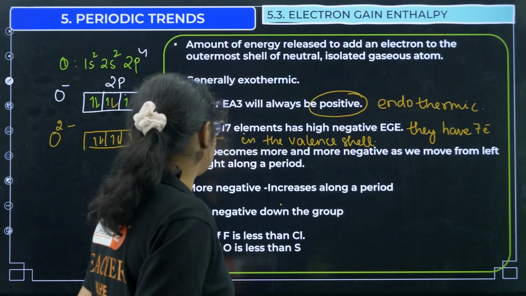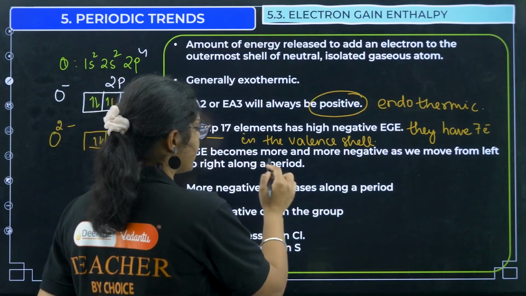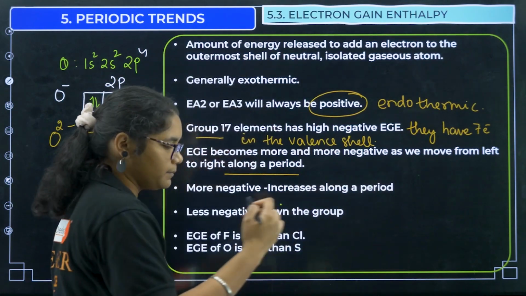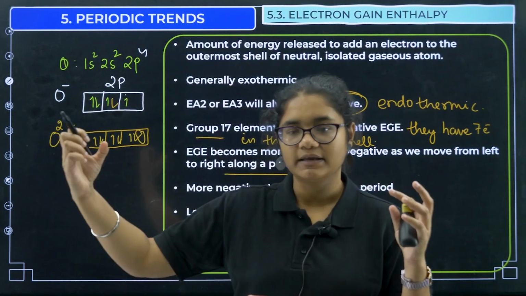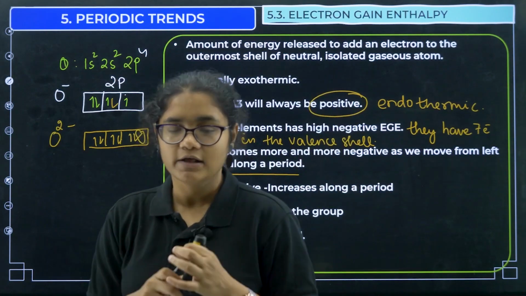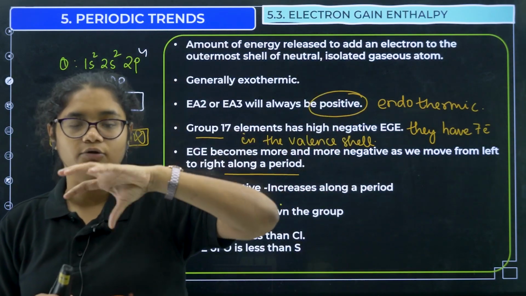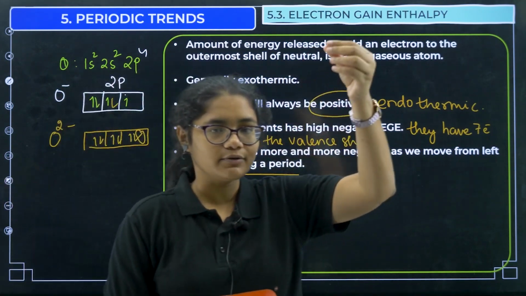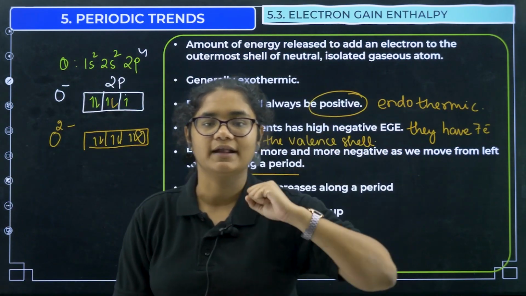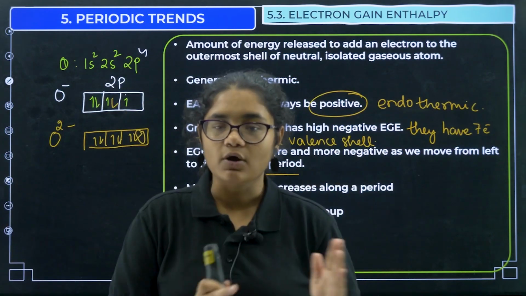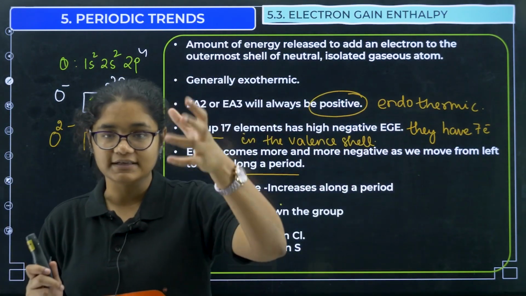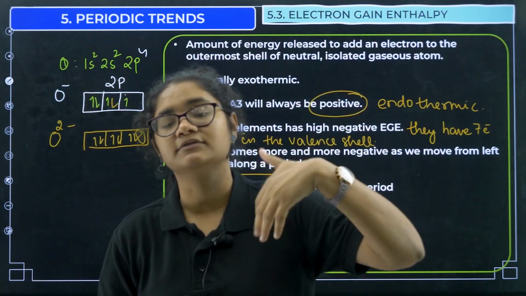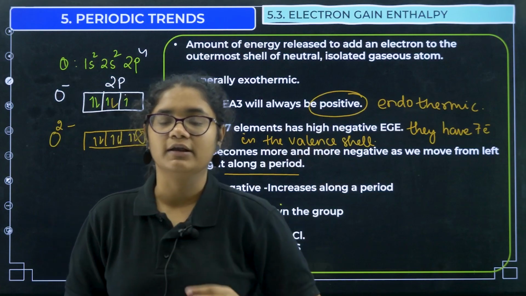Now, electron gain enthalpy becomes more and more negative as we move from left to right along a period. Along the period, the size is decreasing, right? So it becomes very easy to add the electron because nuclear charge is increasing, effective nuclear charge is increasing along the period. So it becomes easy to take that electron along the period. That is why electron gain enthalpy becomes more and more negative as we move along the period.